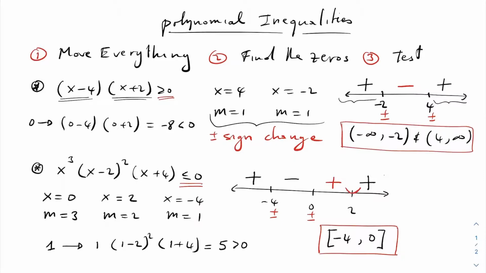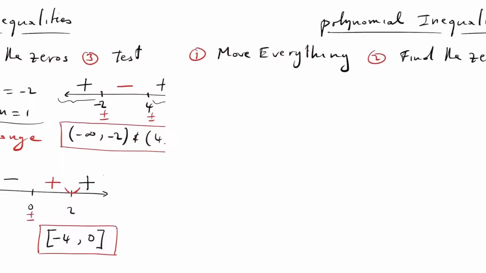Okay, so those are 2 examples where the polynomial is already factored, so it's easy to find the zeros. Let me give you more examples where the polynomial is not factored already, and you have to actually go ahead and find the actual zeros in order to continue.